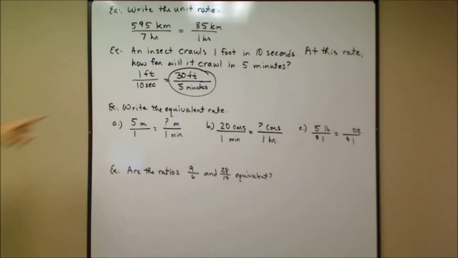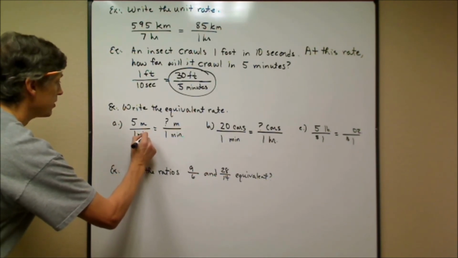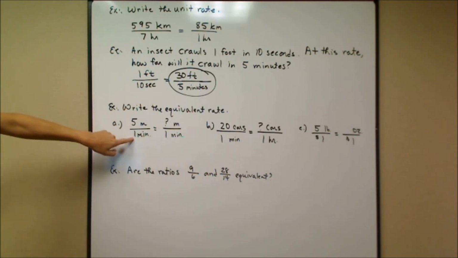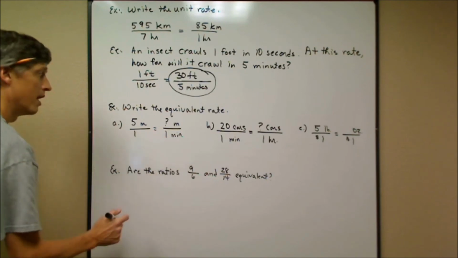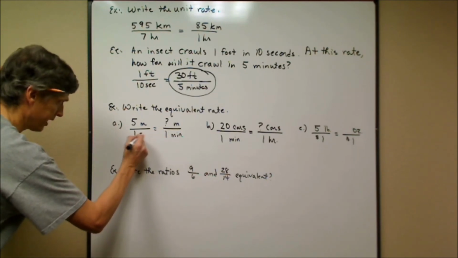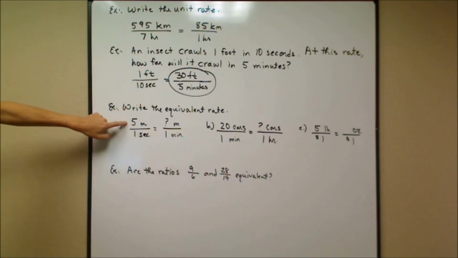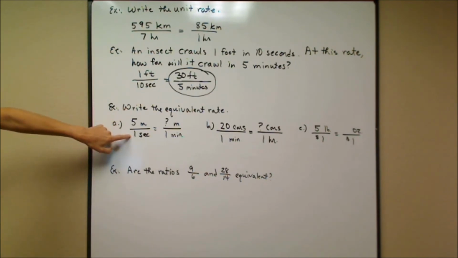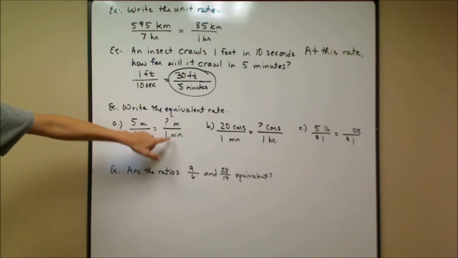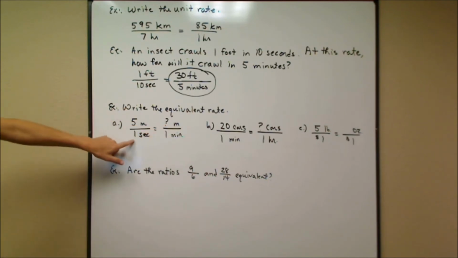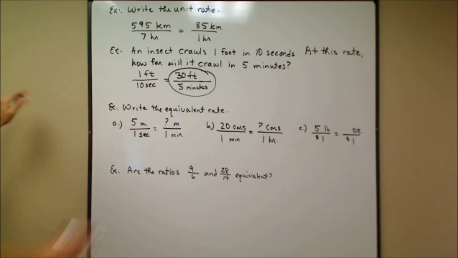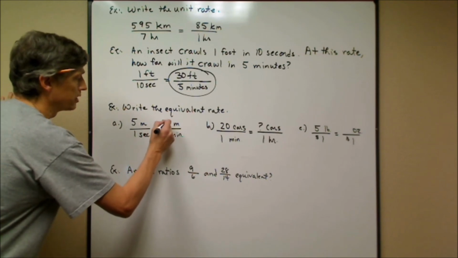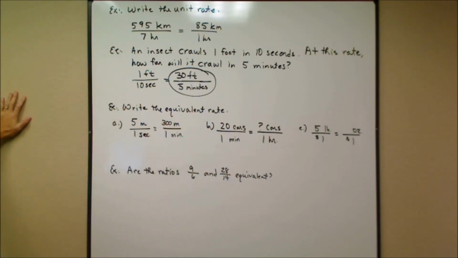3 more just like that. Write the equivalent rate. I have 5 meters in 1 second. Oops, I meant to write down seconds here, not minutes. In 1 second, how many meters in 1 minute? Well, there are 60 seconds to a minute, so if I multiply this by 60, I'll get a minute. So 60 times that, 5 times 60 is 300. 300 meters per 1 minute.